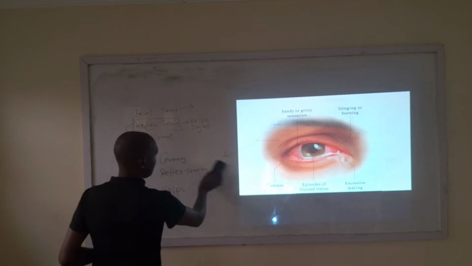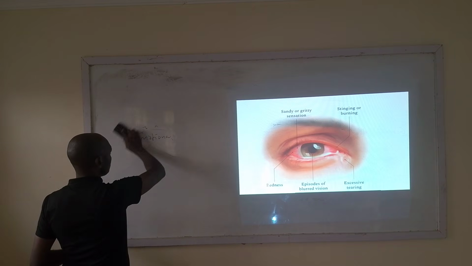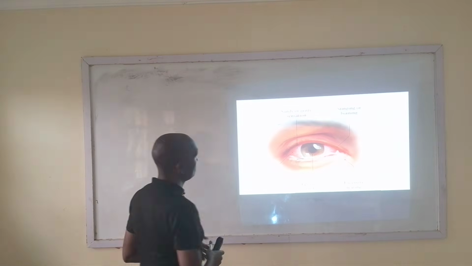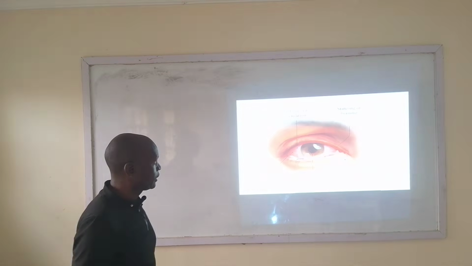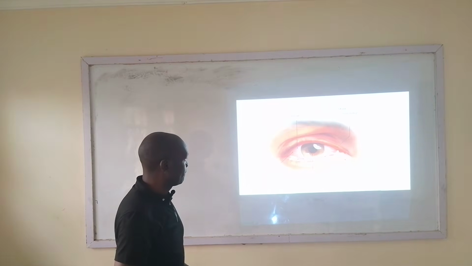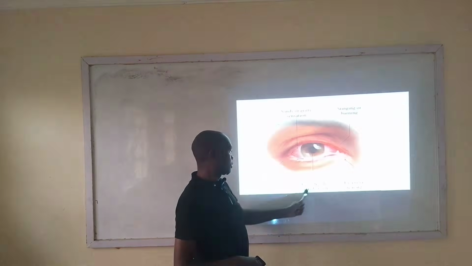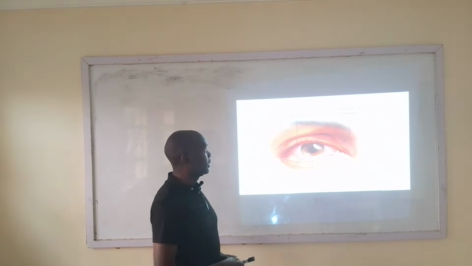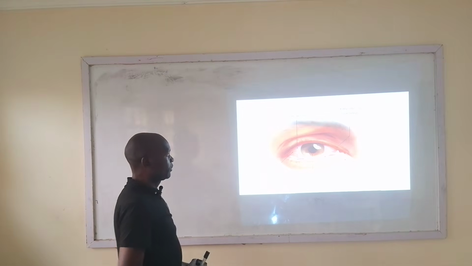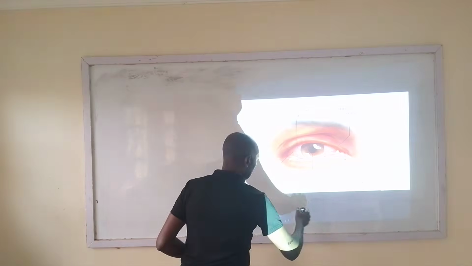So the diagram here illustrates some of the clinical presentations and symptoms of dry eye syndrome. As you can see here, there is a sandy or gritty sensation, so you feel like there is sand on the surface of the eye. The eye will appear red sometimes. You can also have episodes of blurred vision. Then you can have stinging or burning sensations on top of the eye. Then you can also have excessive tearing, what we call the paradoxical tearing.